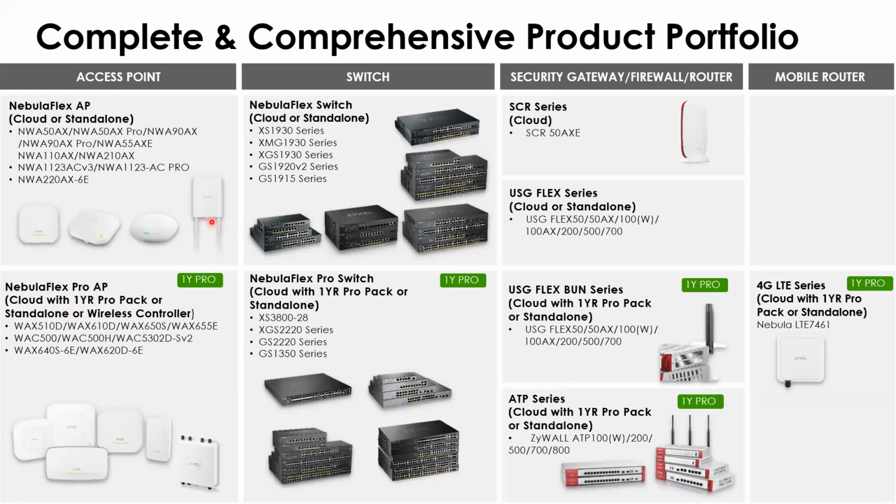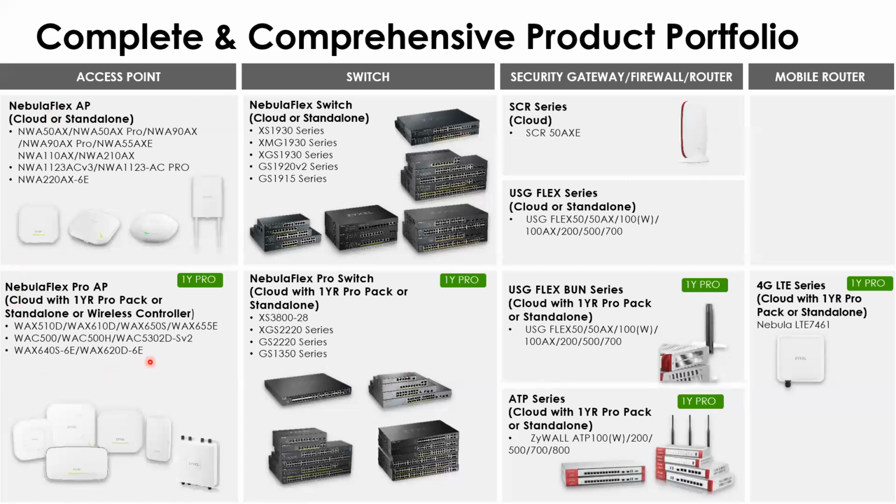So when it comes to our products that are just Nebula Flex, it's our access points that start with the letter N. So any NWA series access points are Nebula Flex. On the switches, it's going to be the 1915, 1920 V2, 1930 series switches. So any switches with model names that start with those numbers, those are going to be Nebula Flex. Our new SCR50AXE lightweight security router, that's Nebula Flex. And if you buy any of our USG Flex security gateways that are not bundled with UTM services, those will be Nebula Flex.